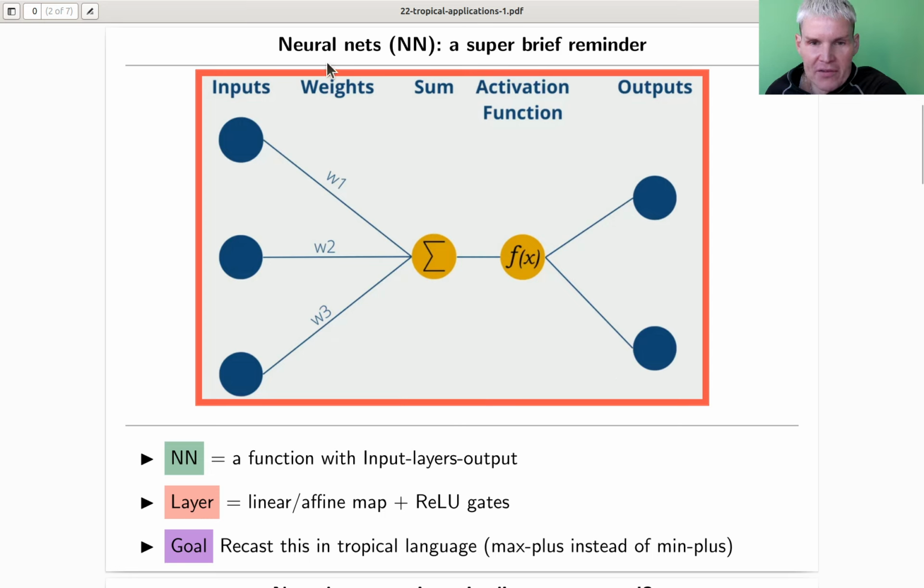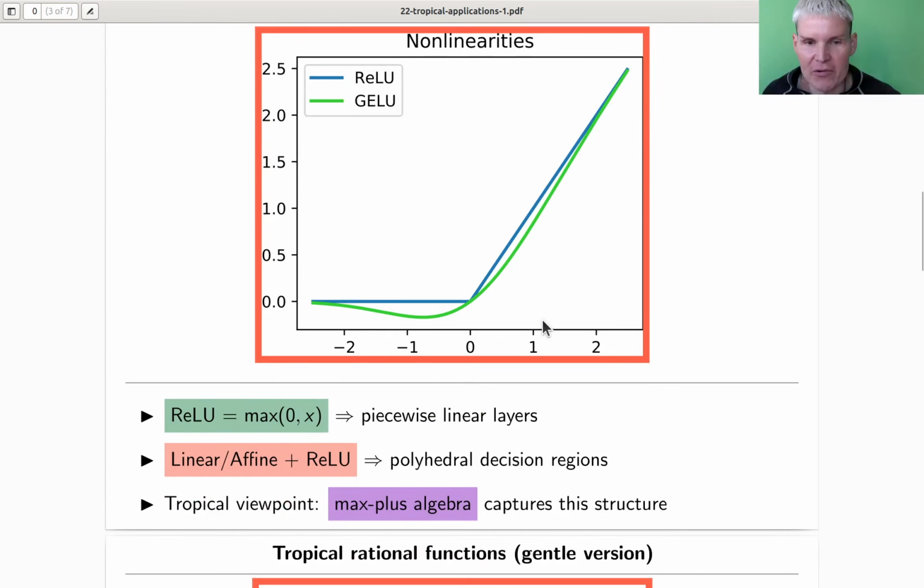Every layer, so these guys in the middle are called layers, is a linear map, strictly speaking an affine map, if you know the difference. If not, just think of it as a linear map and some kind of activation function. And for me, at least this is the easiest one you can think of, the ReLU gates. And I would like to recast that in the language of tropical geometry. Because the way ReLU works, it's a max plus instead of the min plus I was always using. That's not really a big difference, but just be aware that it is better to recast it in the language of max plus instead of min plus. But don't worry, I will recall in a second what that is.